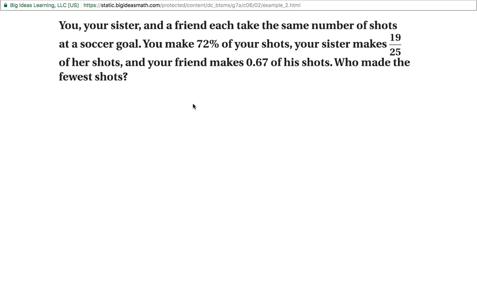Okay, well, the key word here is fewest, we want the smallest one, but we are comparing three different formats of numbers. So we just have to find a format we like and stick to it and convert them all to that format. So we're converting 72%, 19/25, and 0.67.